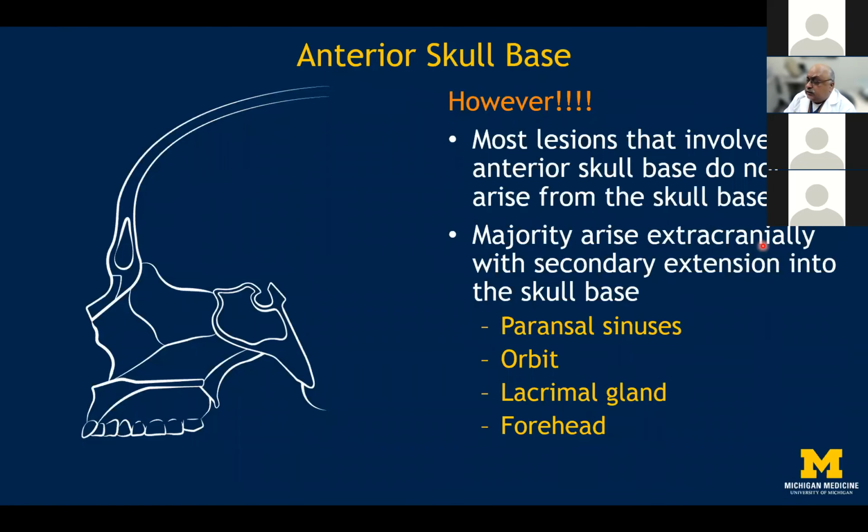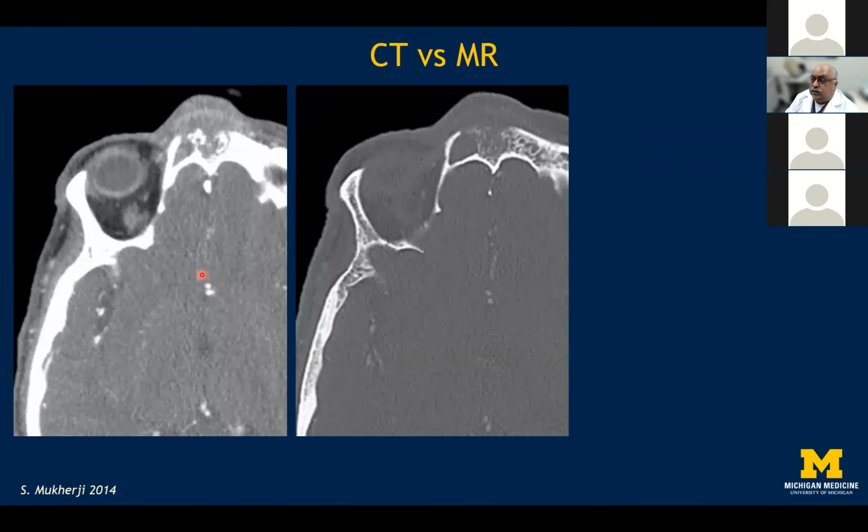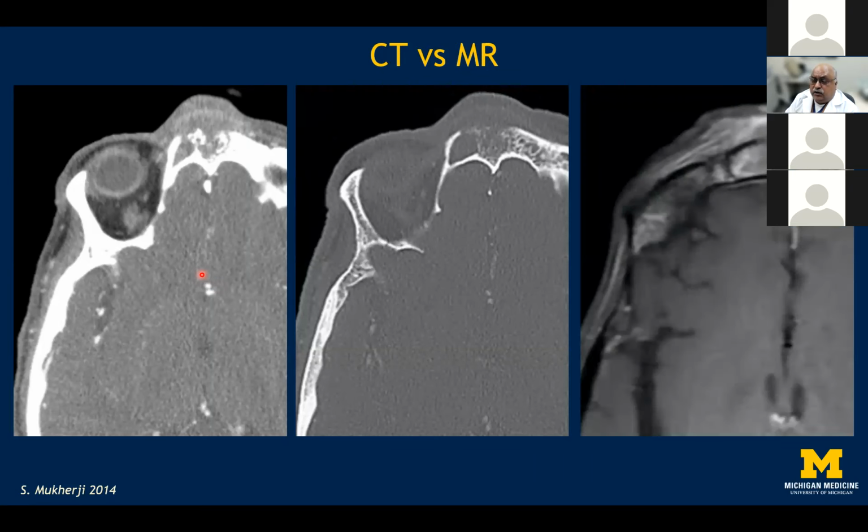As I mentioned to you earlier, the majority of the lesions which involve the anterior cranial fossa or the anterior skull base arise from the paranasal sinuses, orbits, the lacrimal glands, or the forehead. And one of the classic examples which is often stated is the Pott's puffy tumor, which is an inflammatory condition of the frontal sinus, which results in formation of a purulent abscess or purulent collection in the soft tissues of the forehead. The CT in the soft tissue windows will show you the soft tissue component. The osseous destruction in this partially pneumatized frontal sinus is seen on the bone window of the CT.